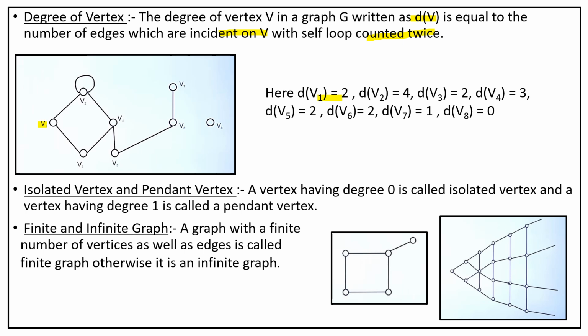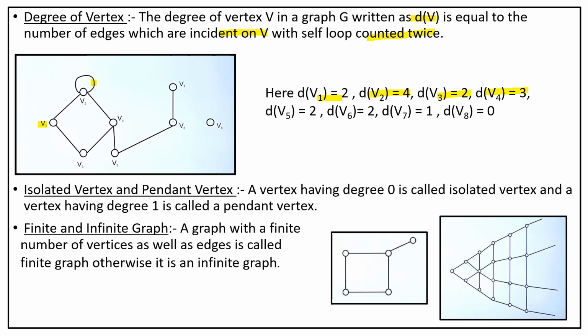For V2 we can see that it has a self loop, so the self loop is counted as 2, and it is also connected to V1 and V4. So the degree for V2 becomes 4. For V3, V3 is connected to V1 and V4, so the degree for V3 becomes 2. Now coming to V4, V4 is connected to V2, V3 and V5, so the degree for V4 becomes 3.